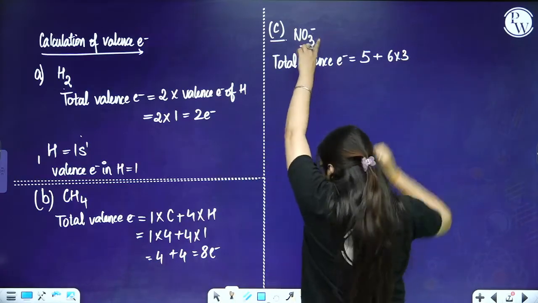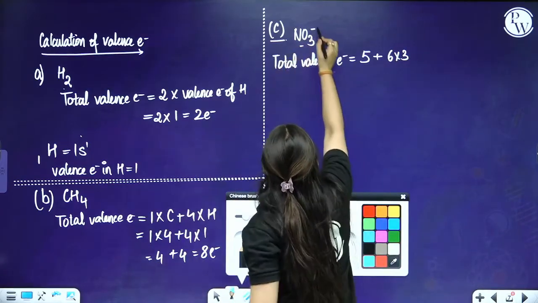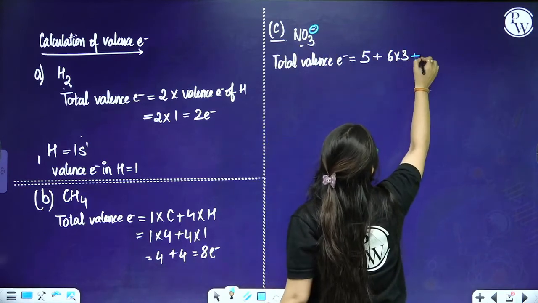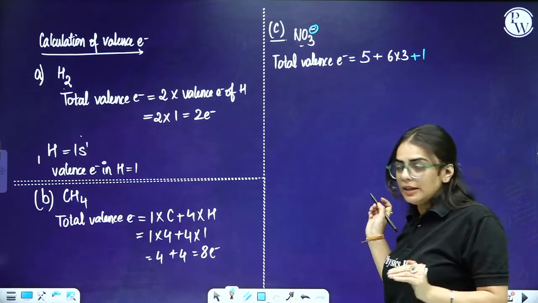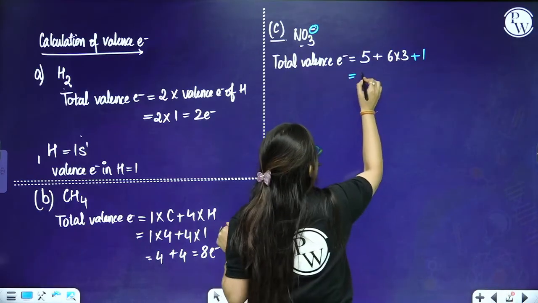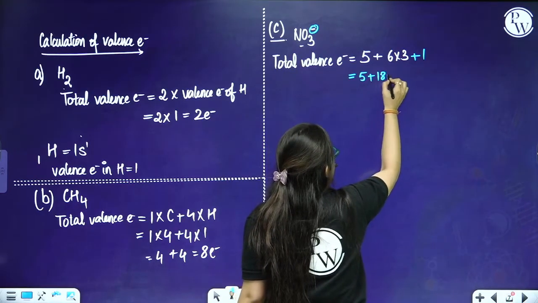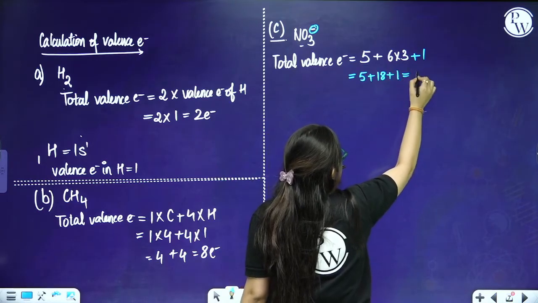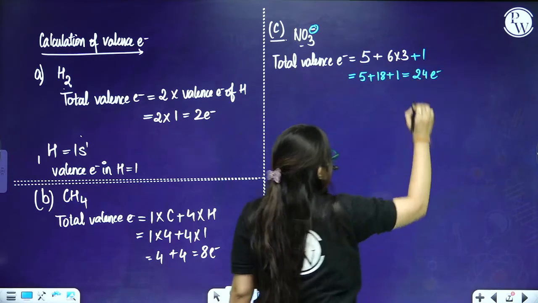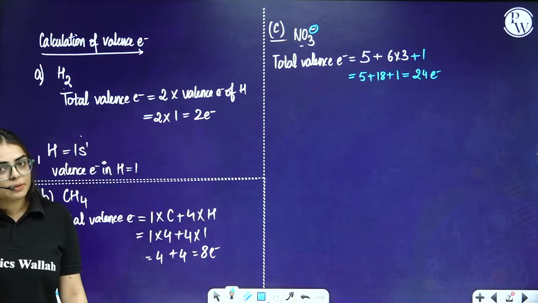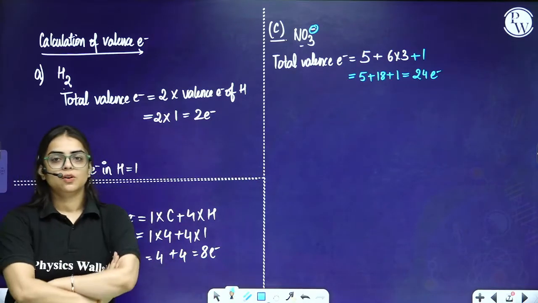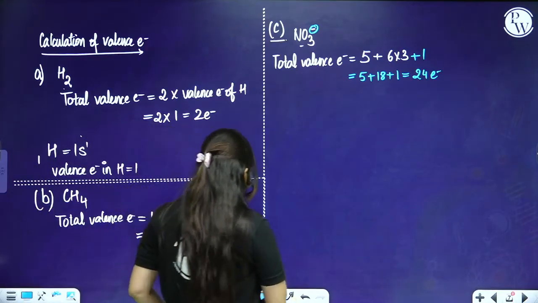If it is written minus 1, always remember, that means you have to do plus. If it is written plus 1, you have to do minus. Clear? Now see. So this comes out to be 5 plus 18 plus 1. That means it is 24 electrons. How many valence electrons? 24 valence electrons. Clear, everybody? First of all, write this down. Let us take one more case now.